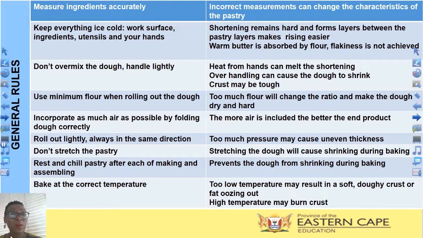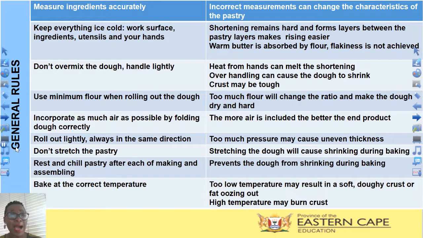You do not handle or overmix the dough. You need to handle it very lightly because again the heat from your hands can melt the shortening. Overhandling can cause the dough to shrink, and then the crust may also be tough. So you need to handle it as lightly as possible.